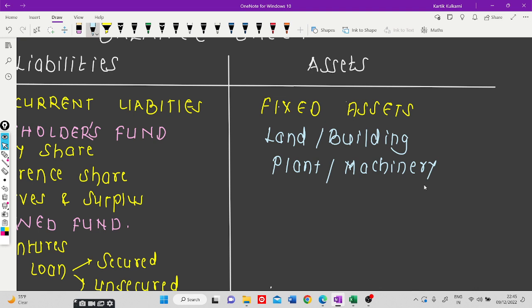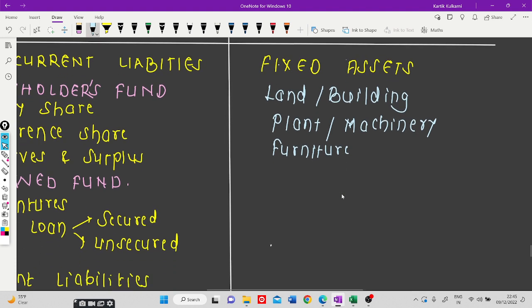which are tangible fixed assets. Even furniture, these are all tangible fixed assets. And goodwill is a fixed asset which is intangible in nature. Some other examples of intangible fixed assets are patents, trademarks, copyrights, etc.